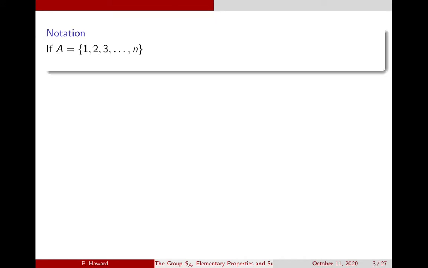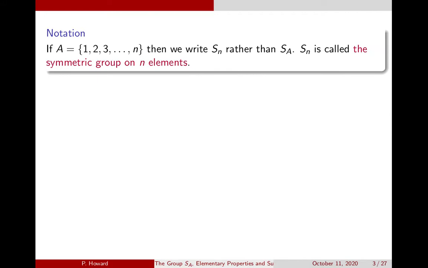A little bit of new notation. Suppose the set capital A consists of the first n positive integers. Then we will usually write S sub n rather than writing S sub capital A. One reason for doing this is that our book does it, and another reason is that it's fairly standard notation. And S sub n is called the symmetric group on n elements.